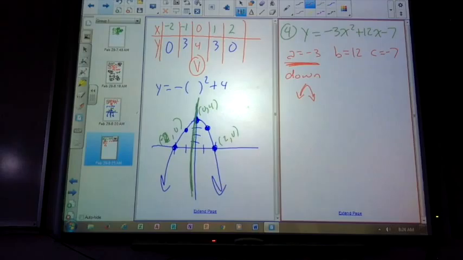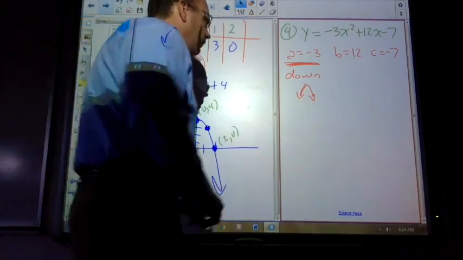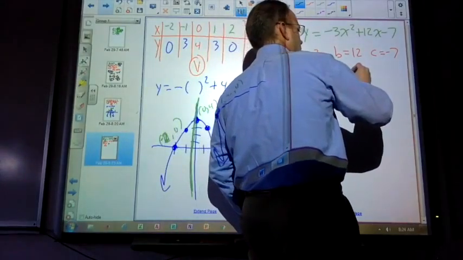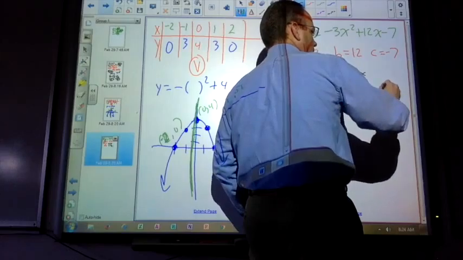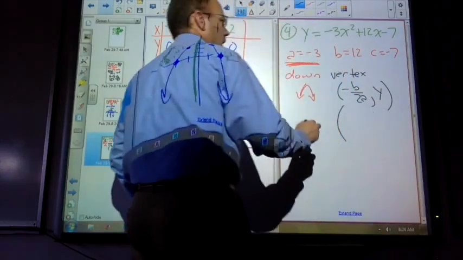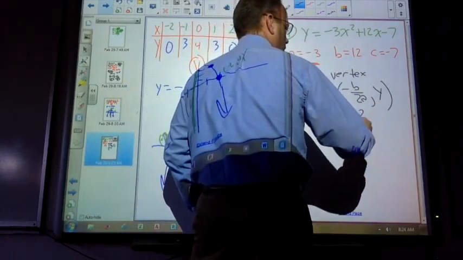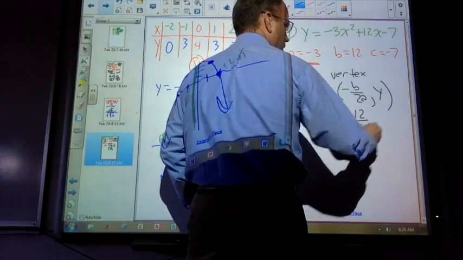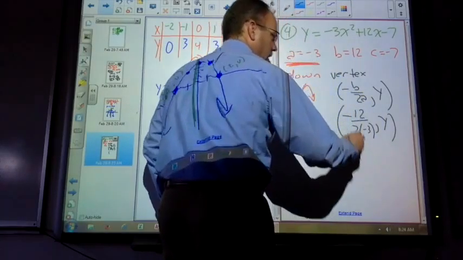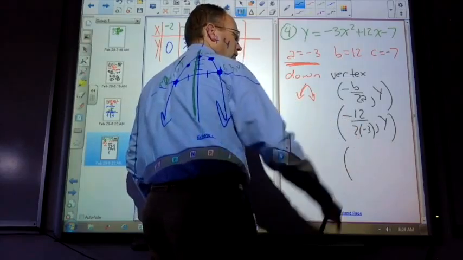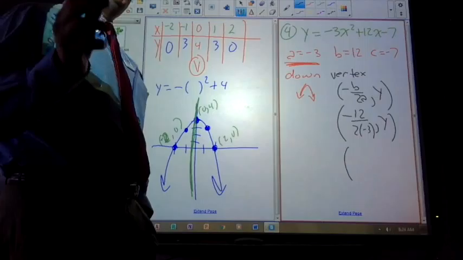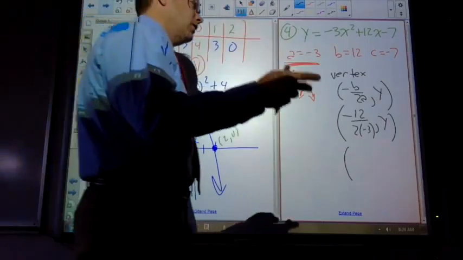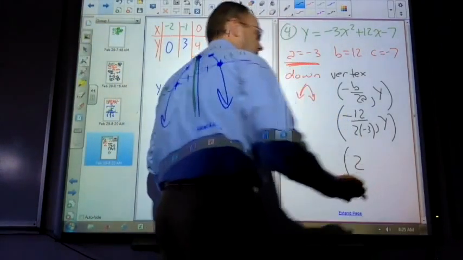Then we're going to find the vertex. I'm going to do negative b over 2a, and then I'm going to plug that into y. So negative b, I get negative 12 over 2a, comma y, but I haven't found the y yet. Negative 12 over negative 6. What's negative 12 over negative 6? It's positive 2. Negative over negative is positive.